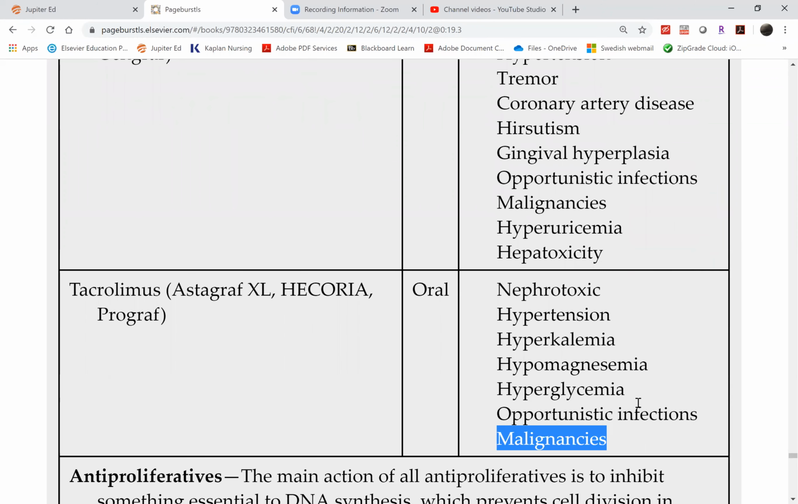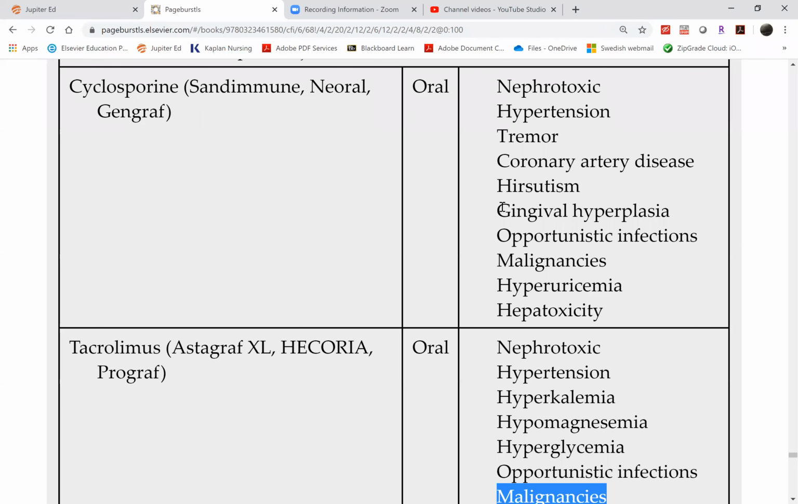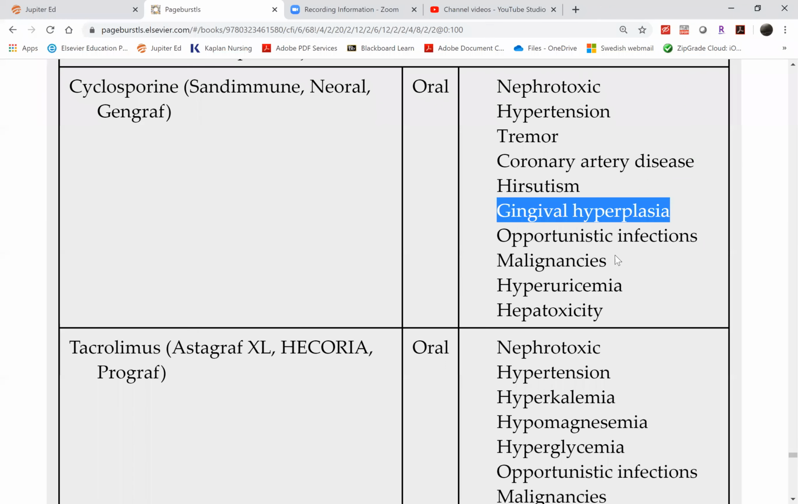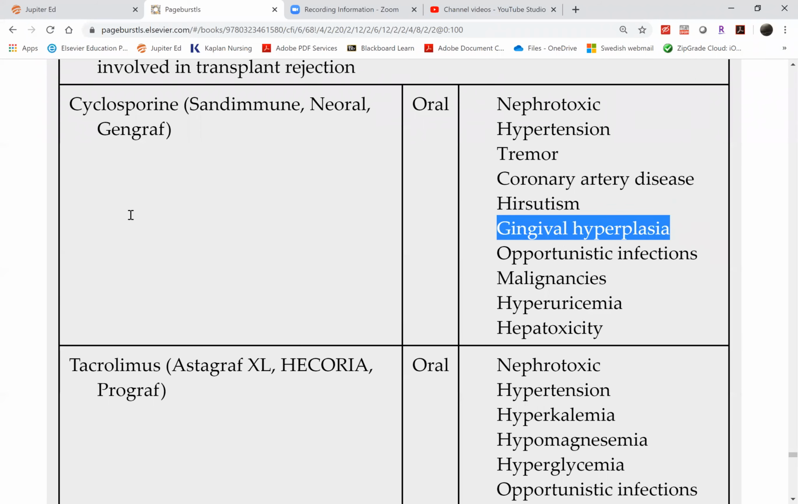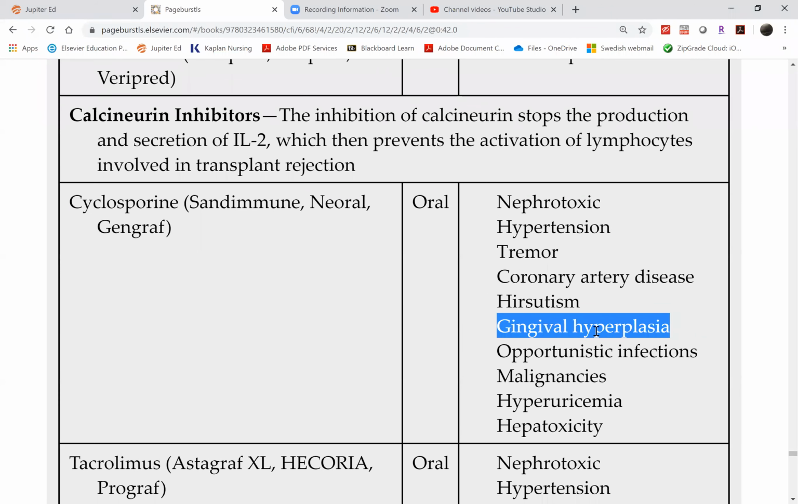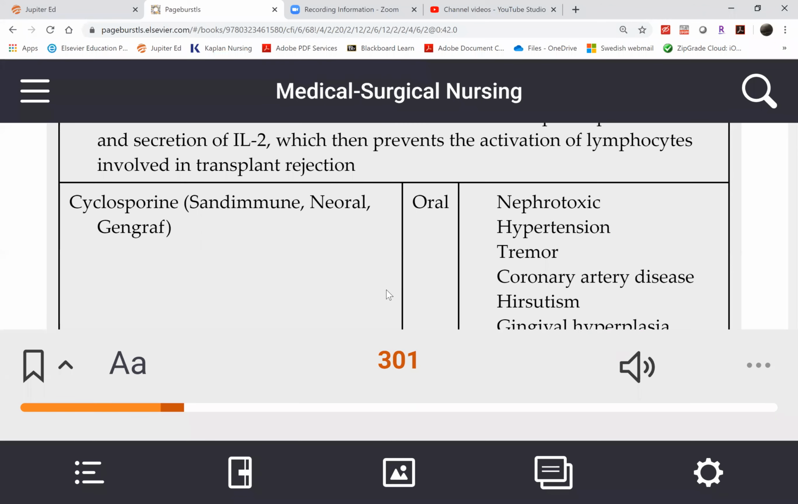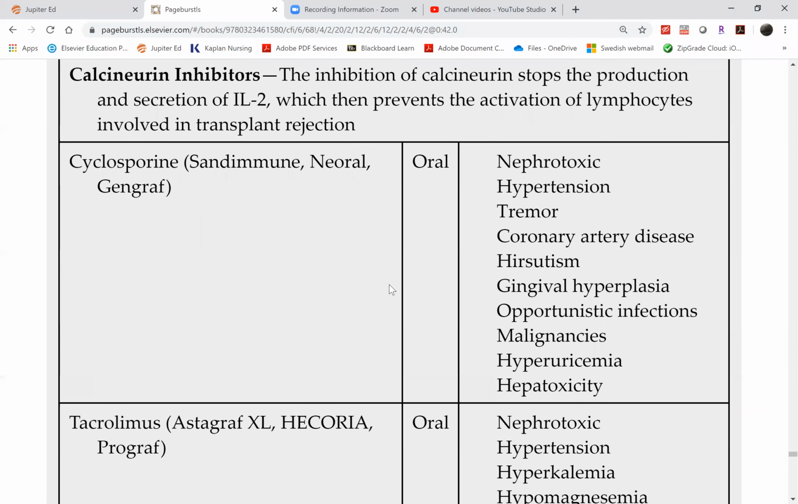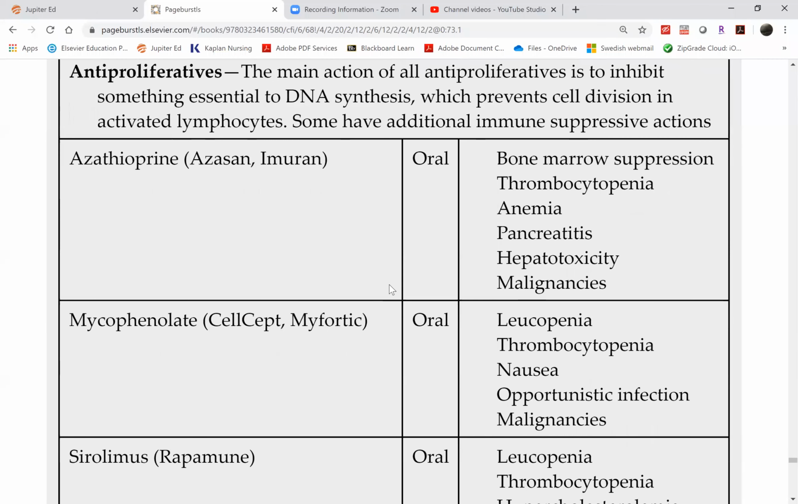You still have the hyperglycemia, hyperkalemia, and then this one specifically, gingival hyperplasia. So make sure this patient does proper oral care while on this drug. Questions? Alrighty then, let's go to the last one, antiproliferative. So you have these two, mycophenolate and azathioprine.